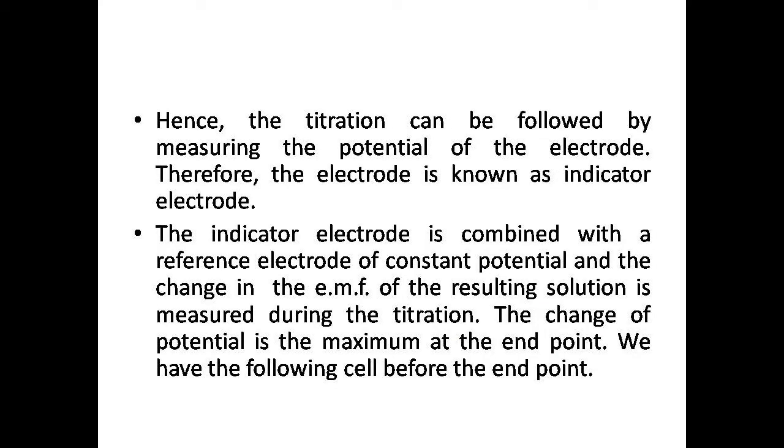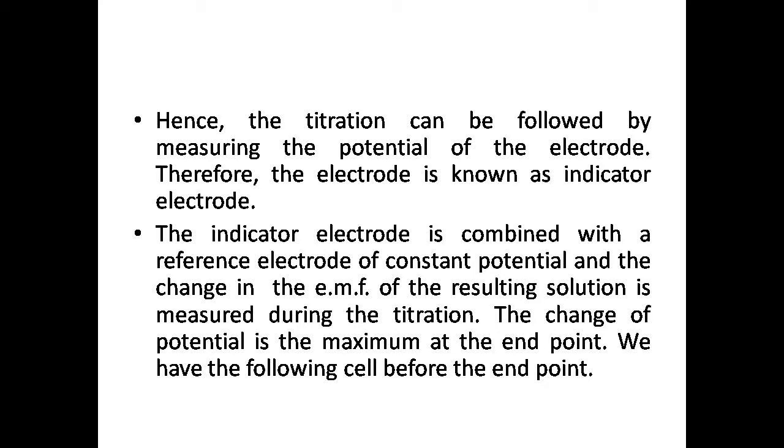Hence, the titration can be followed by measuring the potential of the electrode. Therefore, the electrode is known as the indicator electrode. The indicator electrode is combined with a reference electrode of constant potential, and the change in the EMF of the resulting solution is measured during the titration. The change of potential is maximum at the endpoint.